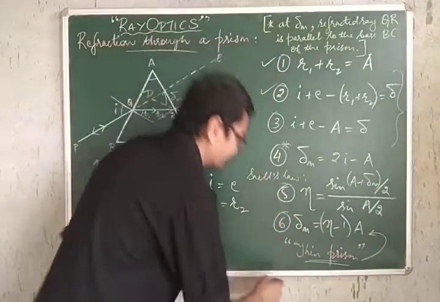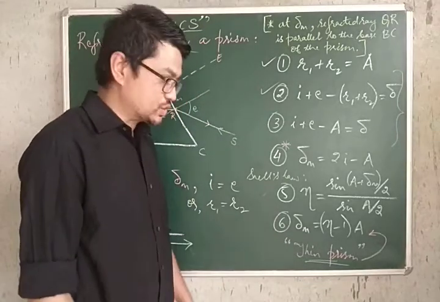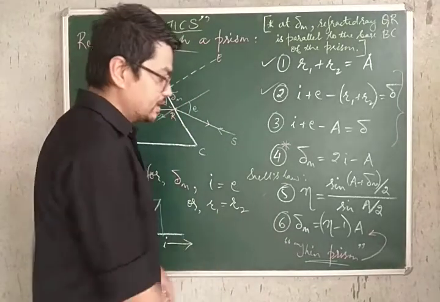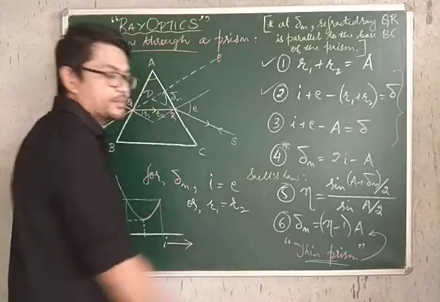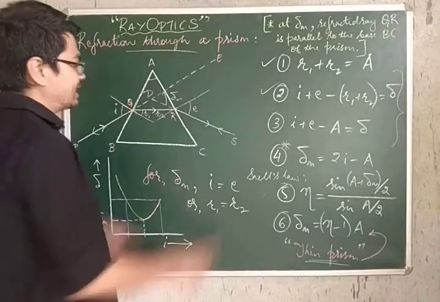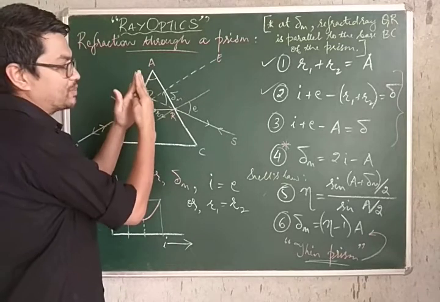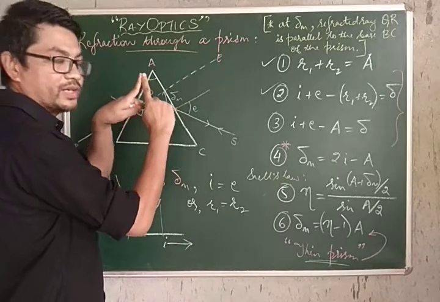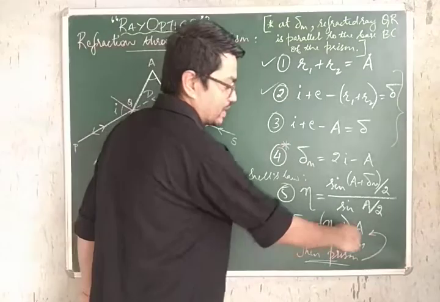Understood? Now, this case 6 of course is for the case of minimum deviation, but in addition to that, number 6 is specifically for the case of thin prism. Thin prism meaning when the angle of the prism A is very small, then we have delta m is equal to eta minus 1 into A.